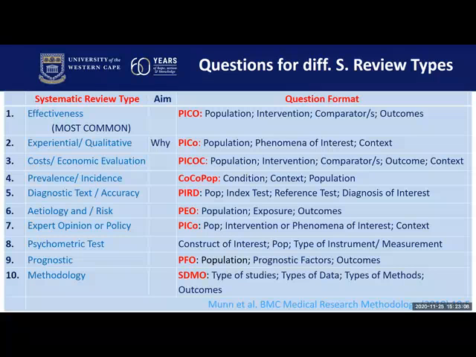If you look at costs or economic evaluation, you can change that PICO into what is called PICOC, for example: population, intervention, comparator, outcome and context. The prevalence systematic reviews or incidence systematic reviews can look at CoCoPop: condition, context, and population. So your question format changes according to the needs of your research and what it is that you want. Okay, so there's a reference for you at the bottom if you want to read more about these. I'm just mentioning a few more comments on this, but there are variations to these as well.